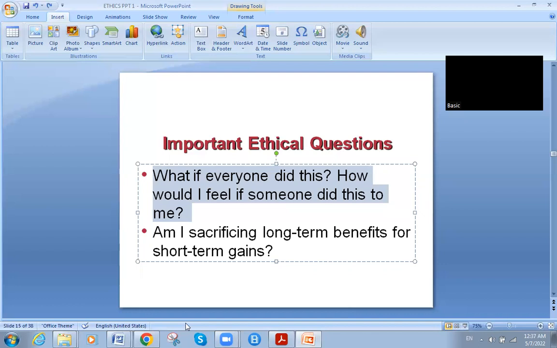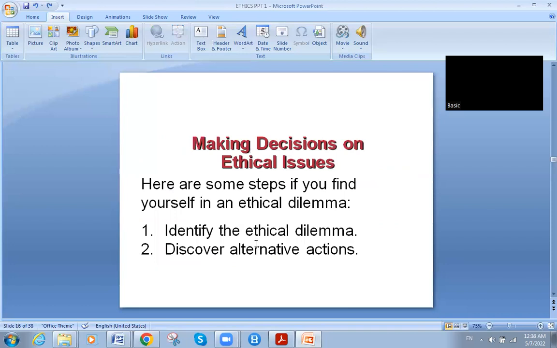Like we always say, the moral and the ethic is to treat people the way you want people to treat you. Am I sacrificing long-term benefits for short-term gains? I'm looking under my feet. I'm sacrificing a good future or the long term just for very quick profits, or the opposite.